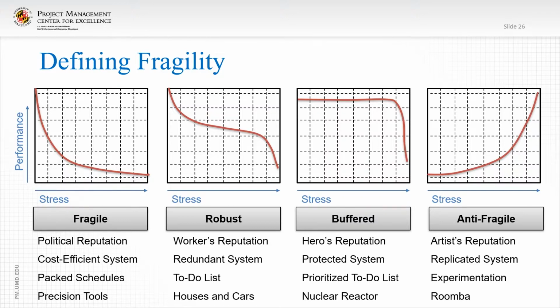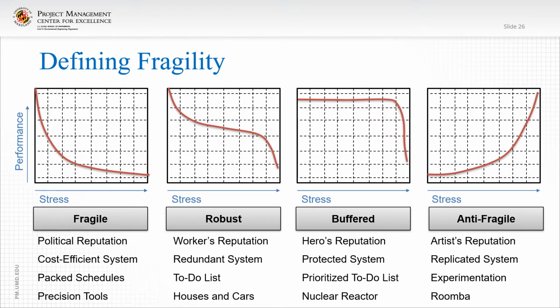That's what we want to build when it comes to our Agile projects, and we're going to talk about that more. The type of time management that you would expect to see with an anti-fragile system is actually experimentation, where you're trying very quickly to learn as fast as you can. A good example of a product that is anti-fragile is the Roomba. The Roomba runs around and bumps into things and doesn't really know what it's doing at first, but then it actually learns and it gets better over time and it becomes a better product for you.